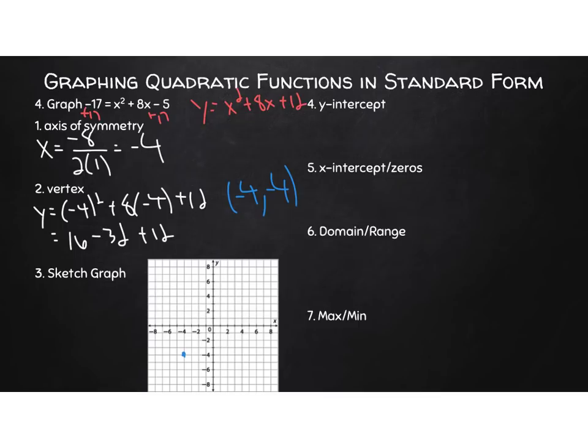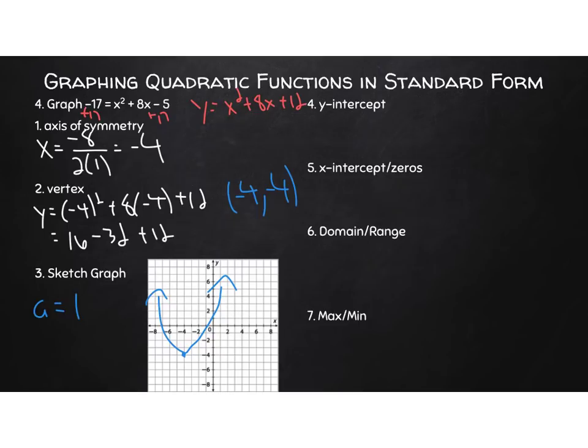And then in this case, our a is 1, so it's positive. And since it is just 1, it is a normal parabola. And so we go ahead and get our sketch of our graph. Looks something like that. So now let's find our y-intercepts.